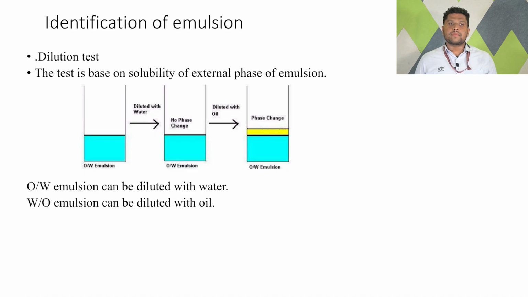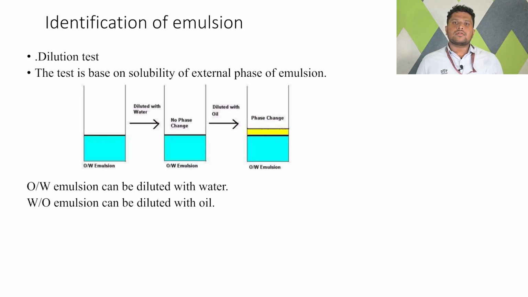Always remember, if water is the continuous phase and oil is the dispersed phase, you have to add water. If water is the dispersed phase and oil is the continuous phase, it can be diluted with oil. There are three diagrams shown on your screen. First is an oil in water emulsion. Then the oil in water emulsion is diluted with water, as the arrow shows.